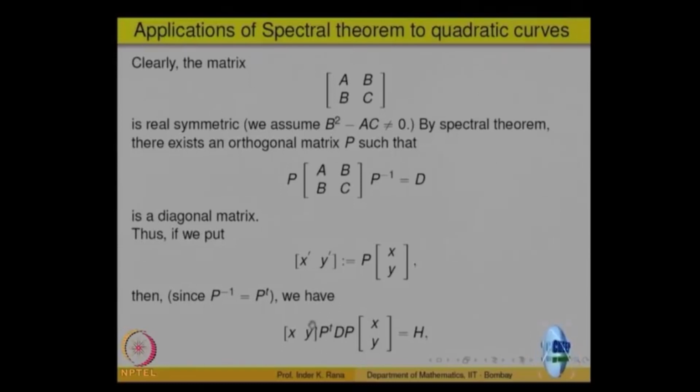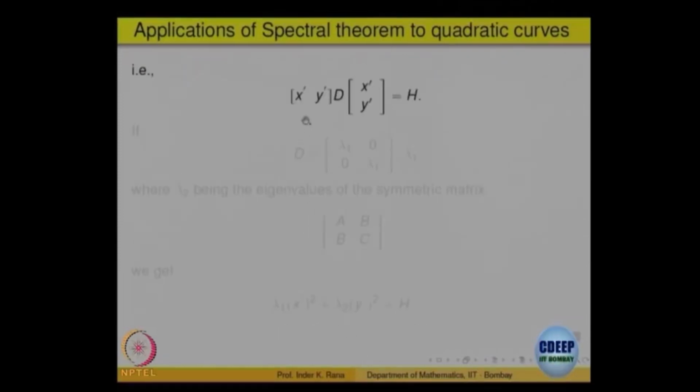So, what is this thing now? (x y) P transpose is P applied to (x y), transposed, right. Then D P (x y) equal to h. So, if I call this P (x y) a new variable, that is what we have done, (x', y'), what is this equal to? This is precisely equal to (x' y') D (x' y')ᵀ equal to h.